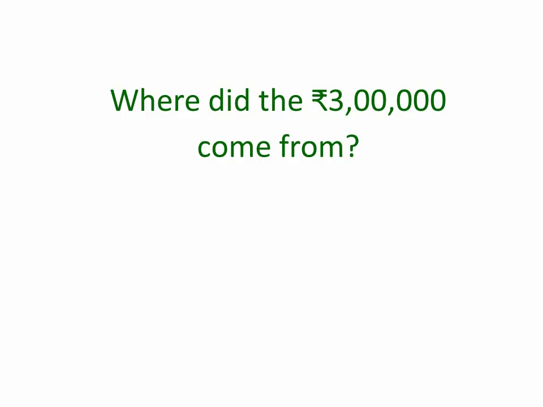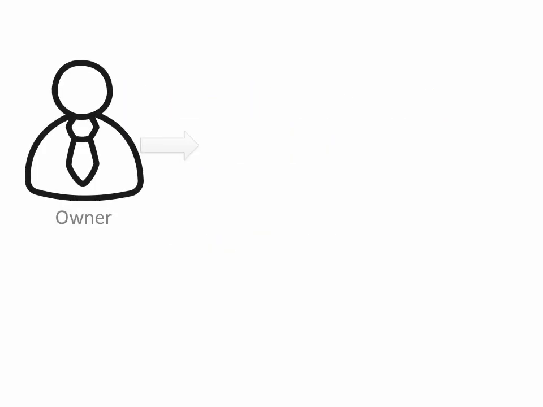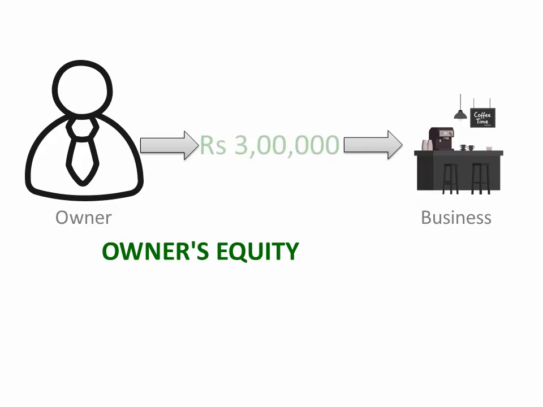It came from you, the owner. When the owner puts their money into the business, the owner has a claim on that business. In accounting, we call that claim owner's equity. So in our example, you put 3 lakh rupees into the business, the business has 3 lakh of assets, and the owner's equity is 3 lakh rupees.